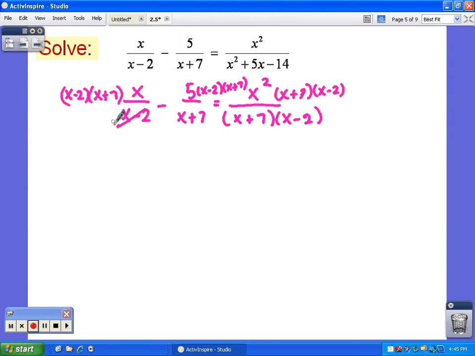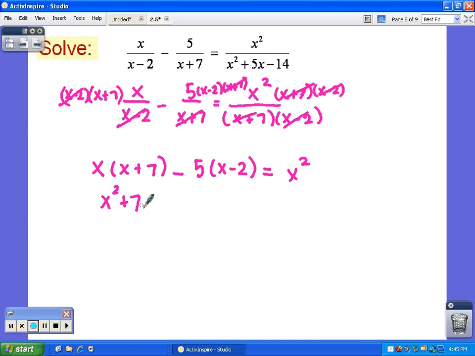First fraction, the x minus 2's cancel to leave me x times x plus 7. Second fraction, the x plus 7's cancel to leave us 5 times x minus 2. And on the right-hand side, everything cancels to leave us x squared. Using our distributive property, we would get x squared plus 7x minus 5x plus 10 is equal to x squared.